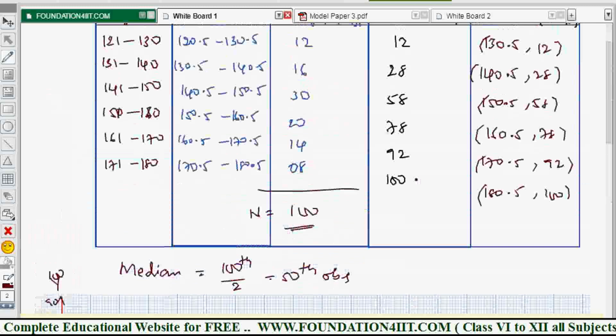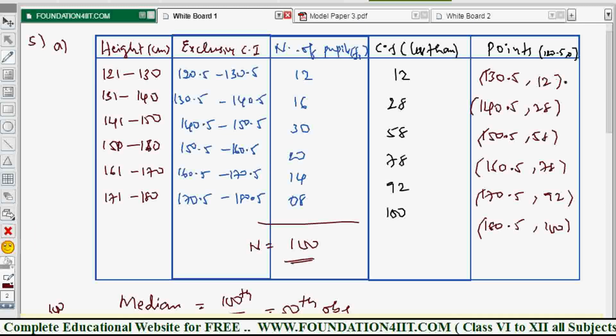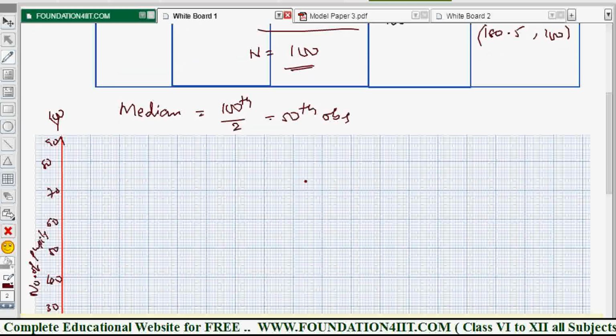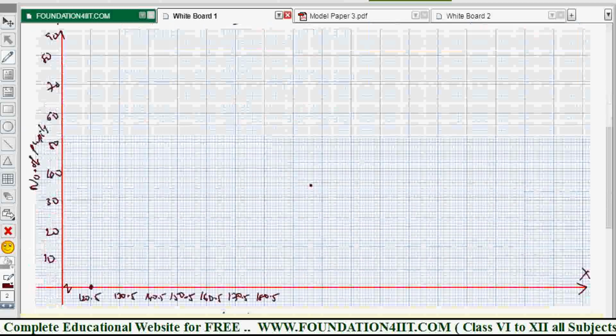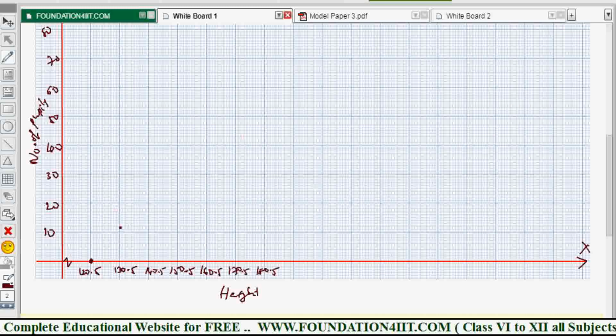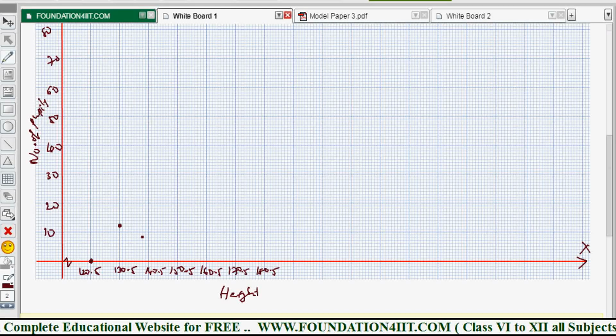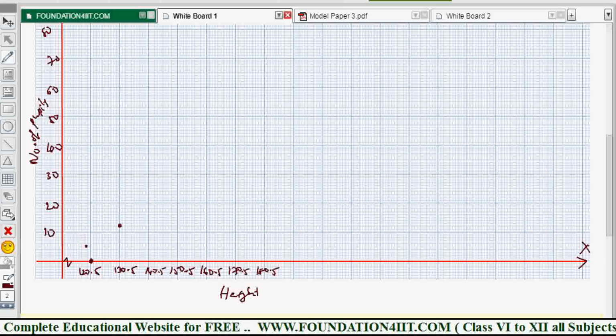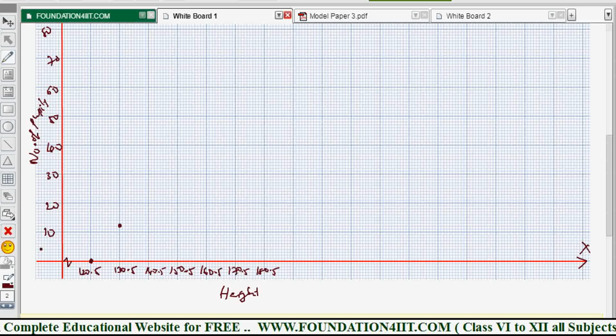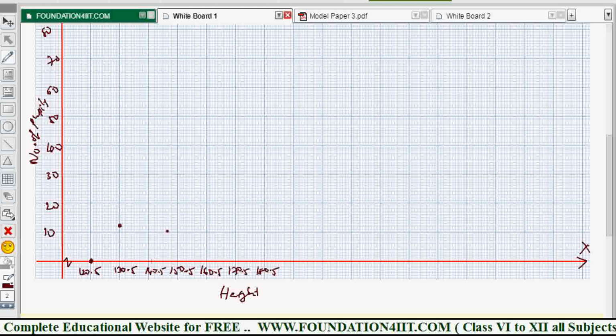And next ones, these points, that is 130.5 comma 12 and 140.5 comma 28. These are all the points you plot in this graph. So 130.5 comma 12. So 1 centimeter is 10 millimeters. So 1 millimeter is 1 pupil. So 1 unit. And next is 140.5 comma 28. So the 28th point.